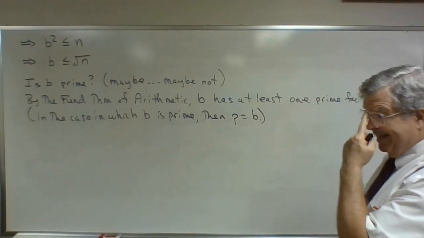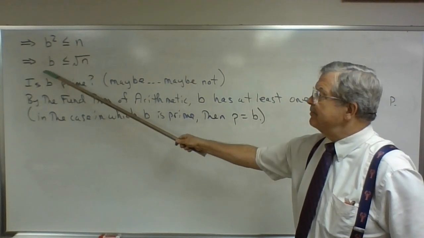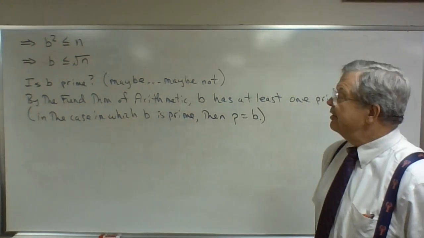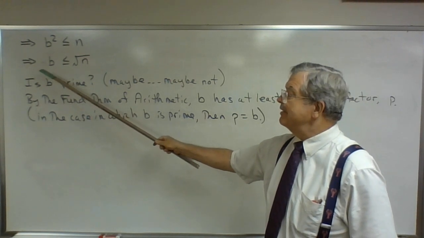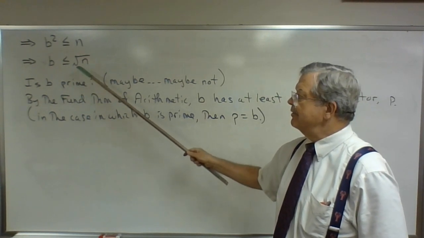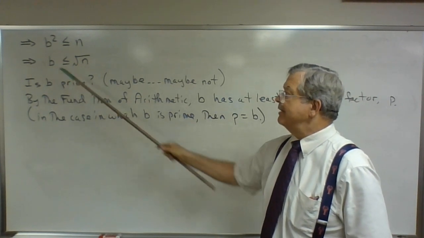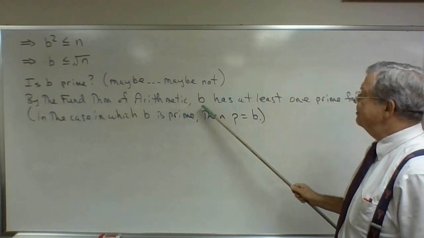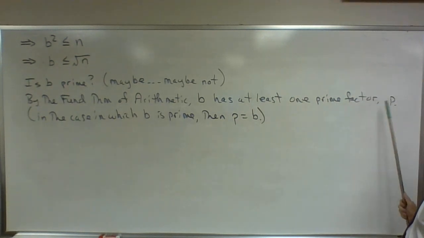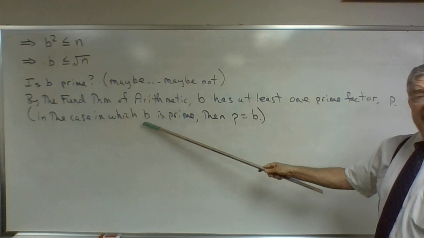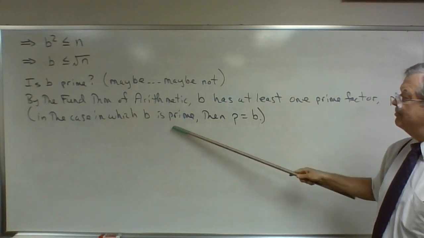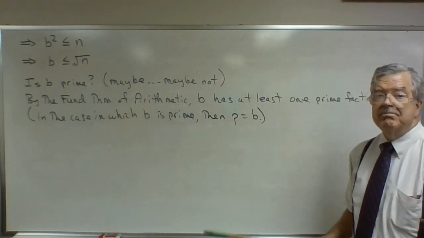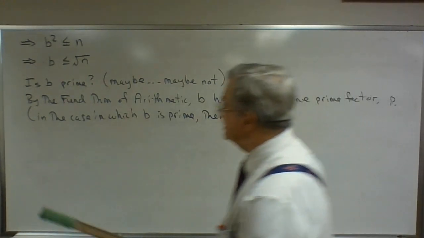Okay, remember, we found a factor of n less than or equal to the square root of n. Our theorem claims that we can find a prime factor of n less than or equal to the square root of n. Well, is b that prime factor? Maybe, maybe not. By the fundamental theorem of arithmetic, b has at least one prime factor, p. b might be that prime factor. In the case in which b is prime, then p is equal to b. If b is not prime, it does have a prime factor, p.